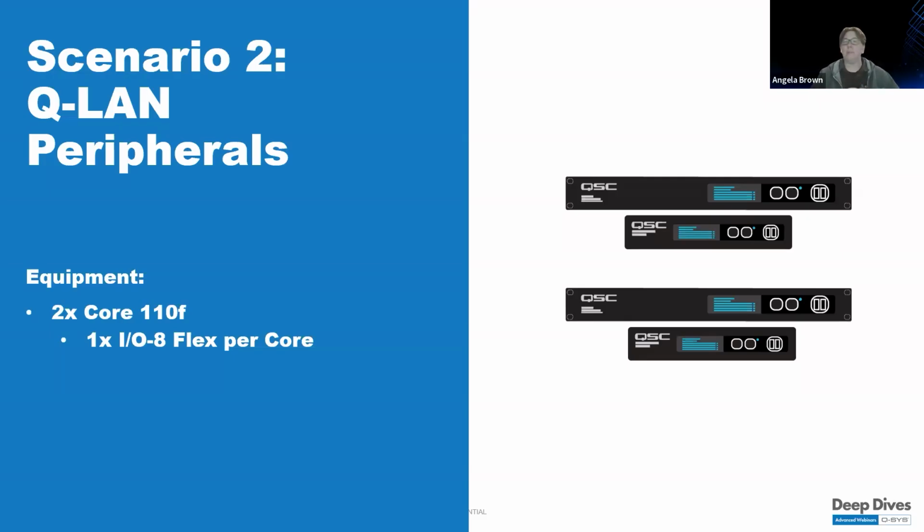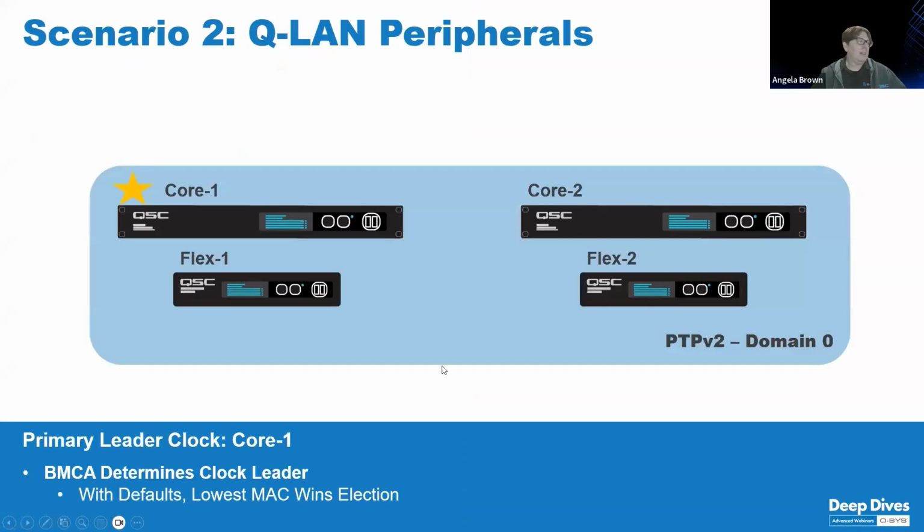Q-LAN is Q-LAN and AES67. We talk about them a lot together, and that's because our audio streams are essentially AES67 streams with our Q-LAN wrapper around it. So we're using a lot of those same protocols. So let's get into this.